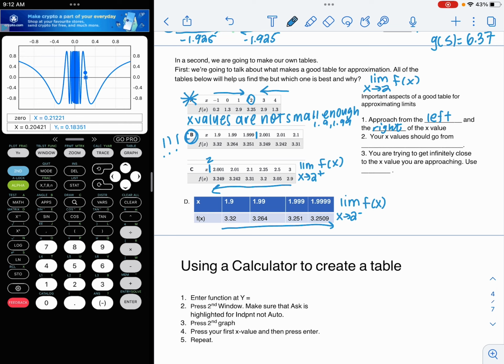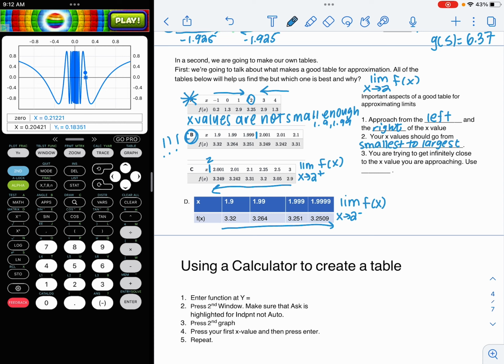This is kind of like obvious. This is how you create a table, but your x values should always go from smallest to largest. If you look at all these tables, they go from the smallest value to the largest value. And if you don't do that, you're not going to be able to tell what the limit is. But that is something that we kind of already do. We should know that when you make a table, you do it from the smallest x value to the largest.